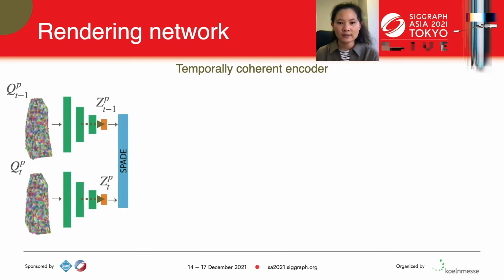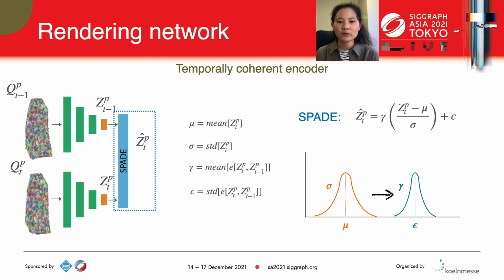Our encoder network consists of a set of convolutional layers that encode the input neural descriptor maps into latent codes. To implicitly achieve temporal consistency between the latent codes of the consecutive frames, we use a SPADE block to normalize the target frame latent code with the coherence information of its previous frame. Specifically, we shift and rescale the normalized latent code of the current frame by the new mean vector and the standard deviation learned based on the consecutive latent codes.